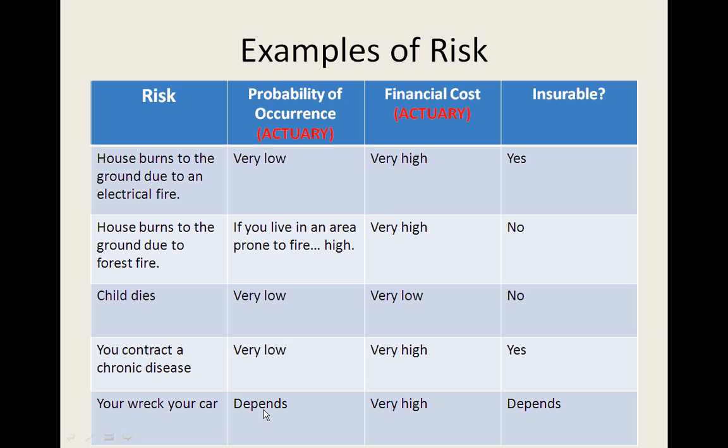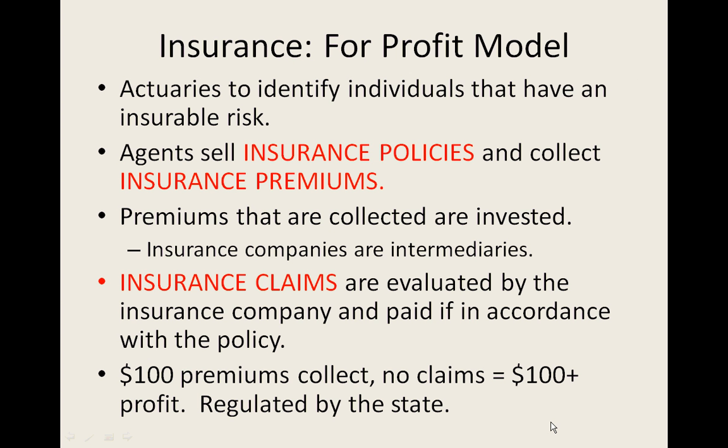So the for-profit insurance model is really driven by the actuary. They have to determine which individuals have an insurable risk, and then the insurance company is going to hire agents to sell insurance policies and collect insurance premiums. These are both financial terms.